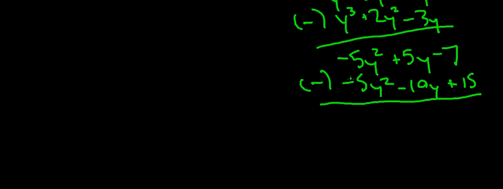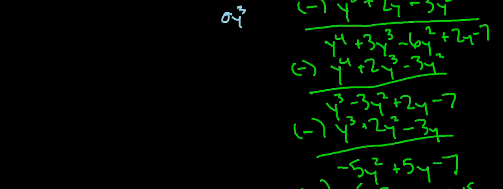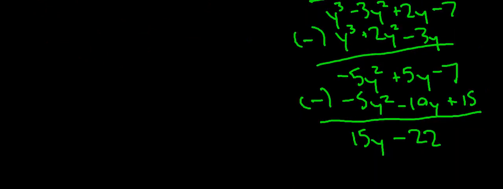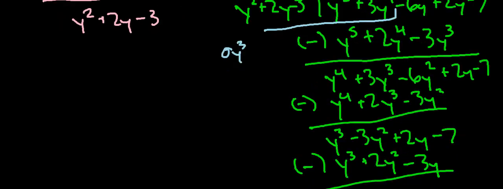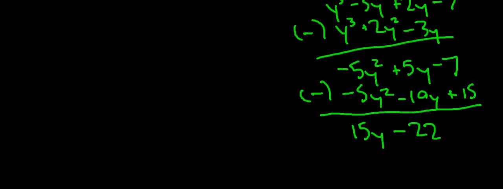Distribute the minus sign. This becomes a positive 5y. These cancel out. This becomes positive 10y, so we have 15y. This becomes a minus 15. Minus 7 minus 15, that's minus 22. And now we have a y squared and we have a y to the first, so this cannot divide anymore. So this here is our remainder.